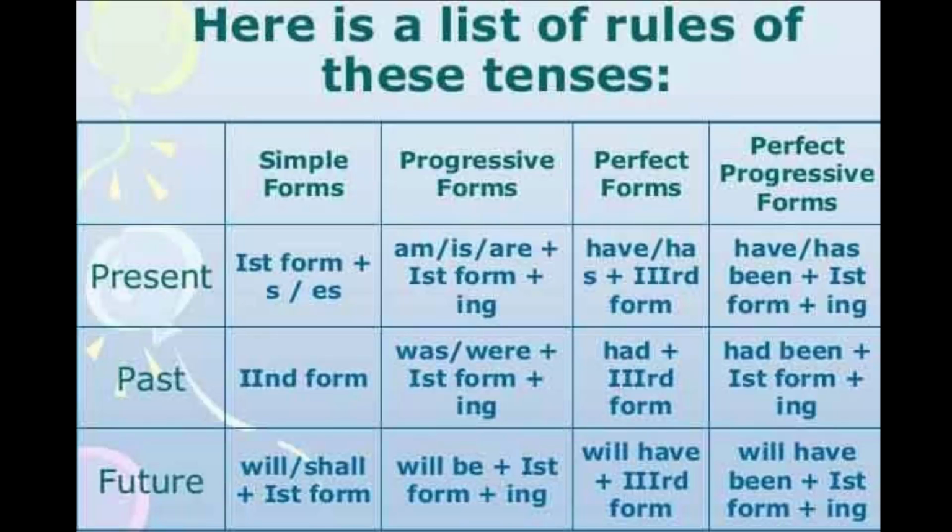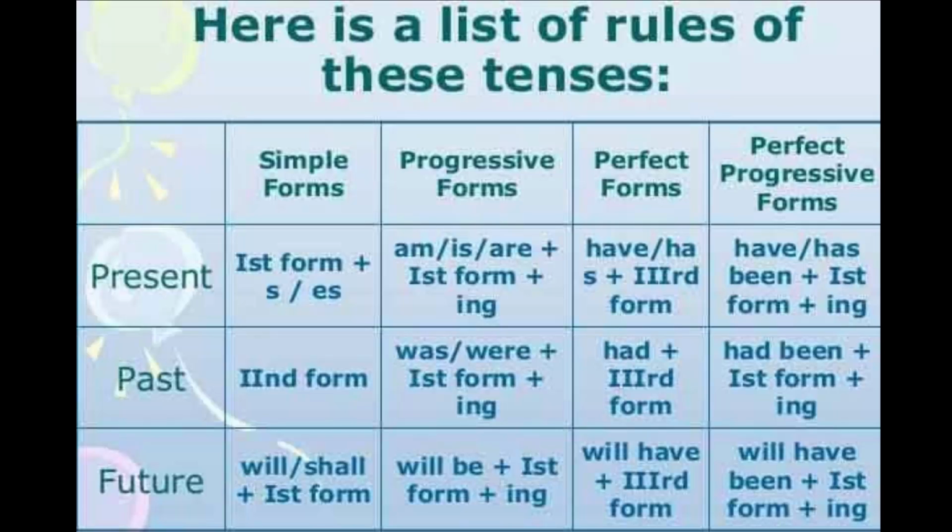And in past continuous or in past progressive, we use was or were as auxiliary verbs, and we use first form plus ing, which means present participle form, or in simple words, fourth form of the verb. In past perfect, we use had as auxiliary verb plus third form of verb, which means past participle form of verb. And in past perfect progressive, we use had been as auxiliary verb. Along with that, we use first form plus ing, which means present participle form, or in simple words, fourth form of the verb.